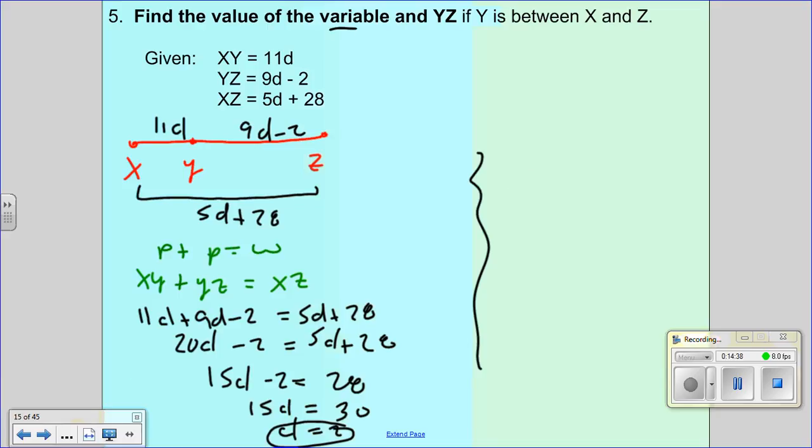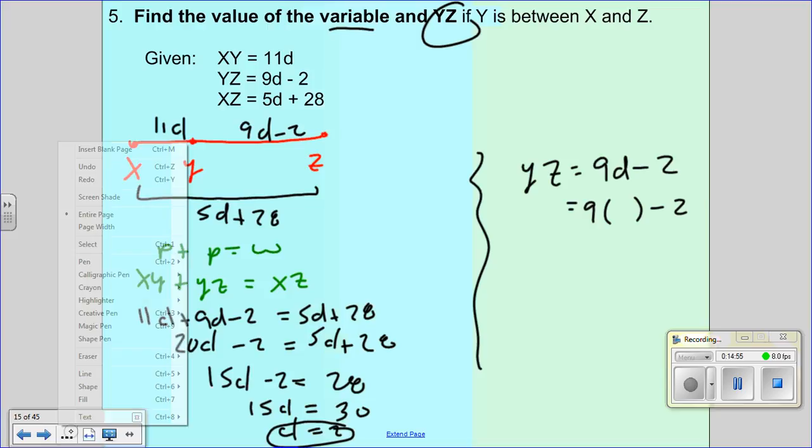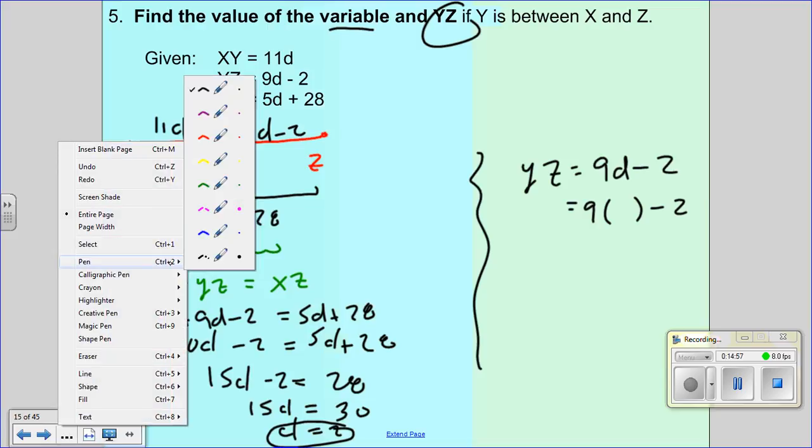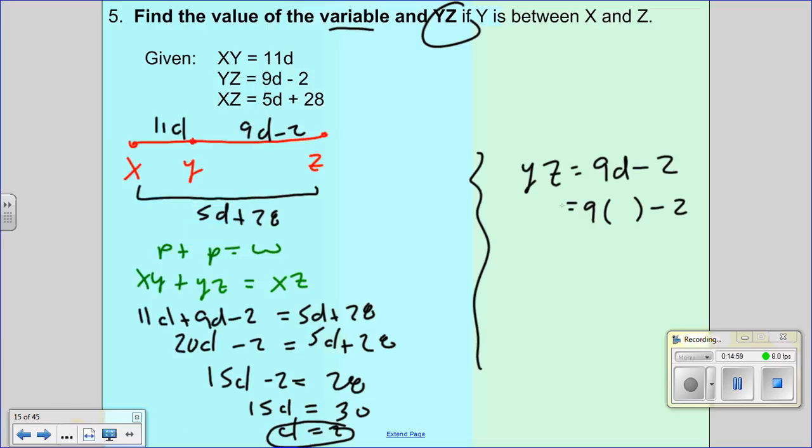Again, that was first thing, find the variable. Now we find YZ, which was 9D minus 2. So that's 9 times 2 minus 2, which would give you a total of 16.